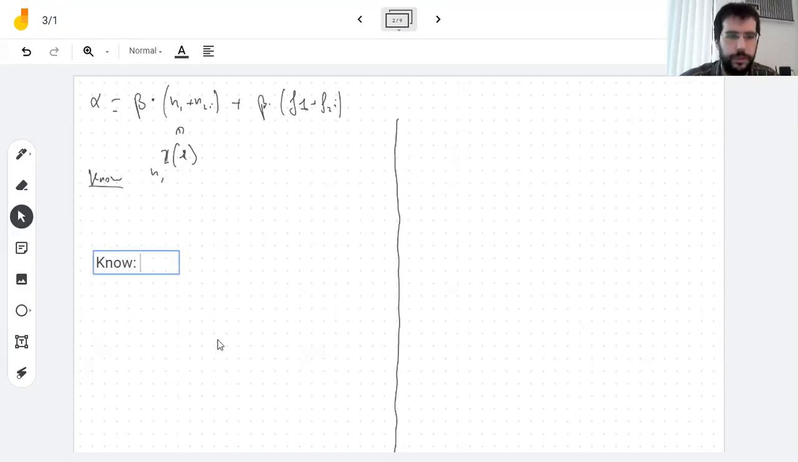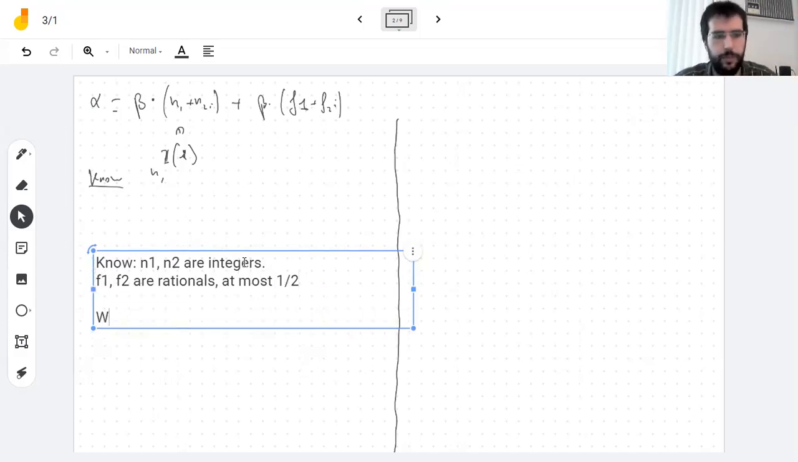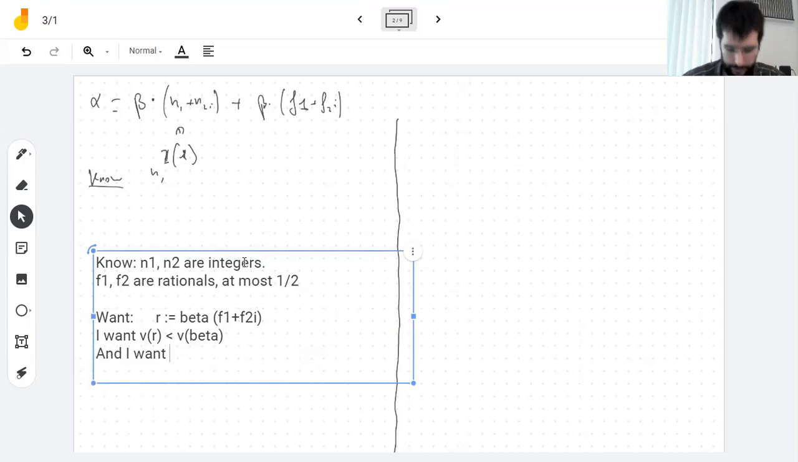So we know N1 and N2 are integers. F1 and F2 are rationals at most 1/2. And we want to say that the remainder, just call it R, beta. I don't have a beta. So I need two things of the remainder. I want its valuation to be smaller than the valuation of beta, which looks very promising. The other thing I want is that it's actually a whole number.